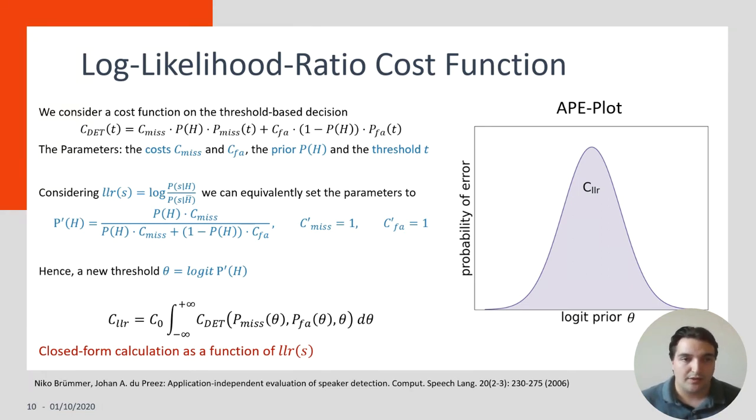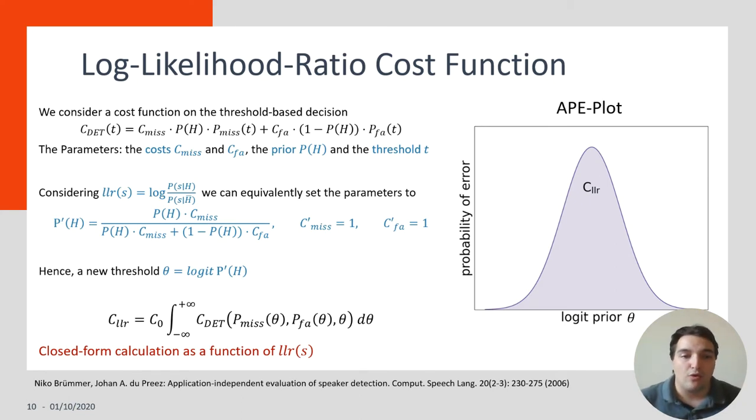To define this metric, we're going to use the cost of detection function that sums the two error rates using the cost of errors and also the priors of receiving a mated pair. The goal of this LLR cost function is to construct an application-independent evaluation of speaker detection, and it's going to use LLR to do this. It's going to integrate the cost inside the prior, this new prior P prime H, and set the other cost to 1. Then it's going to construct this new threshold, the logit of P prime, in order to be able to evaluate all of the probabilities of errors depending on this prior.